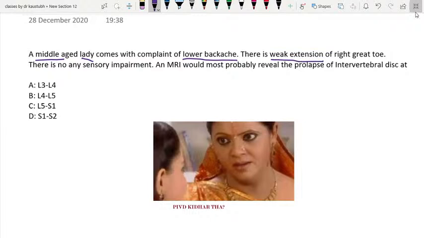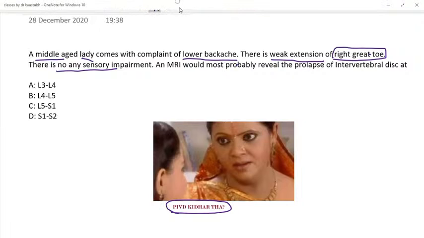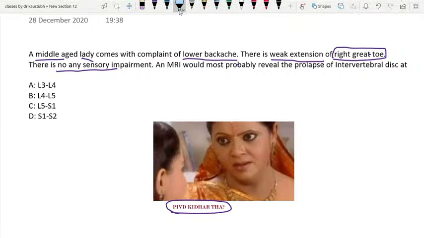There is weak extension of the right great toe. There is no sensory impairment. MRI would show which level of PIVD? See, the question is asking where the prolapsed intervertebral disc is. So simply we know that here the motor root is involved. The only thing we need to understand here is weak extension of the right great toe. This is the only keyword to remember.